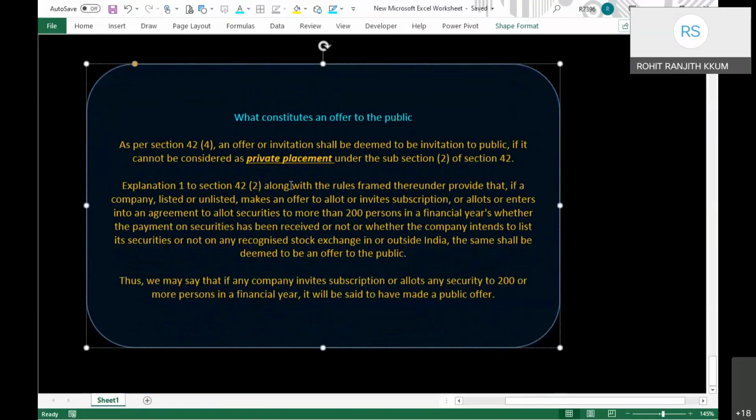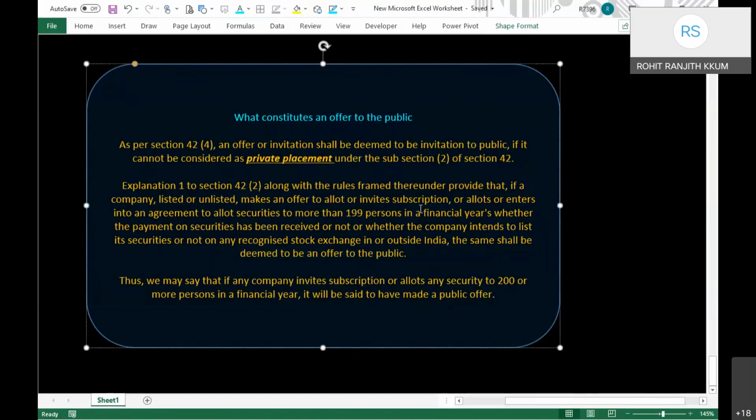What is written? The explanation says that if a company, listed or unlisted, makes an offer to allow or invite subscription, or allows or enters into an agreement to allow securities to more than 200 persons in a financial year, whether the payment on securities has been received or not, and whether the company intends to list the securities or not, the same shall be deemed to be offered to the public. Actually, it should not be 200. Some error is there. It is 199. If you are inviting more than 199 persons in one financial year, the same shall be considered as a public offer. Are you clear with this?